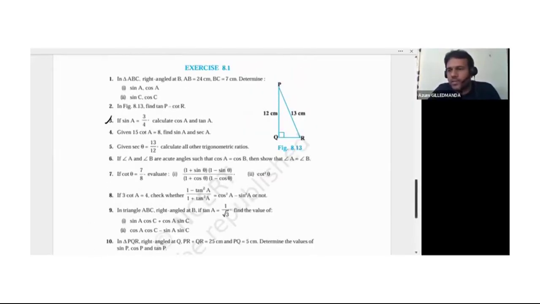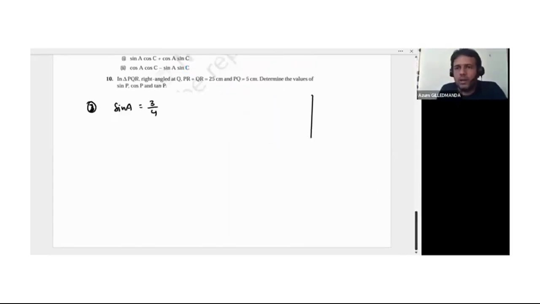When we have a triangle, it is easy for you to understand which is the opposite side and which is the hypotenuse, that stuff.